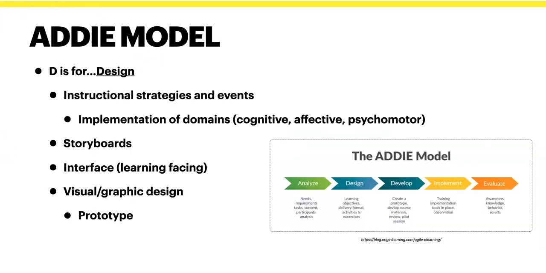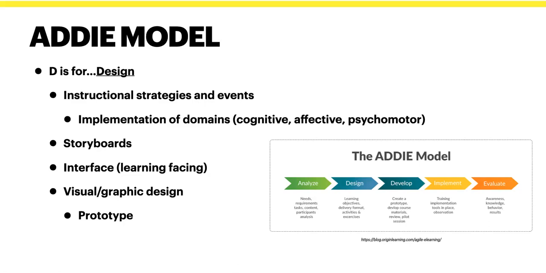Next, we have D is for design. So now that we have our ideas, we have where we want to go, we have our delivery options, we have our timeline. Now we have to figure out how exactly we're going to design this. With that, we're going to have your instructional strategies, your events, your activities, what exactly that looks like, always making sure that we're addressing the different domains: cognitive, more of that academic; the affective, that social, emotional; and psychomotor, that kinesthetic, that hands-on. And this is where we start storyboarding.